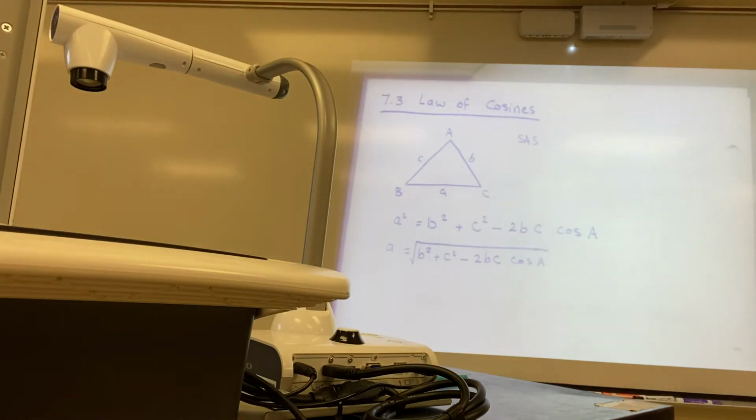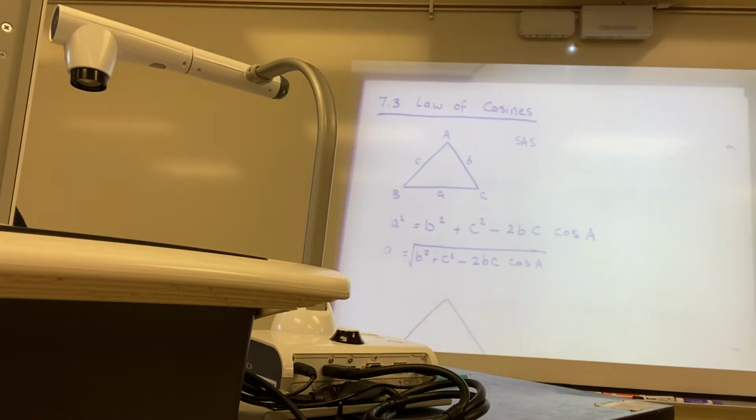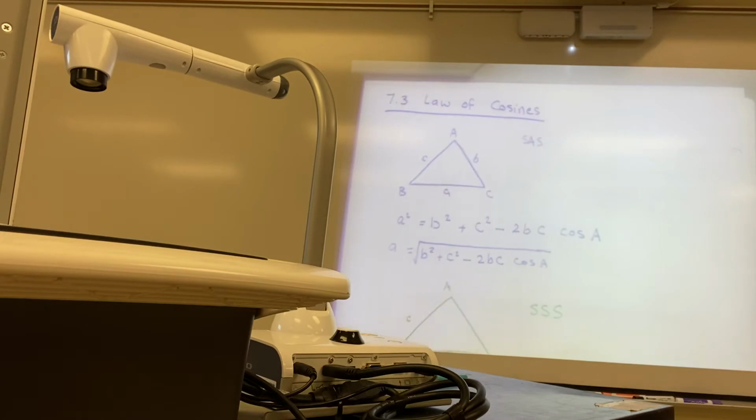Okay, what if we have another case where we have all the sides given, yet we don't know the measure of any of the angles? So this is triangle ABC. This is the side side side case. So we know sides A, B, and C. In this case, we'll also apply the same formula, but we need to find one of the angles.